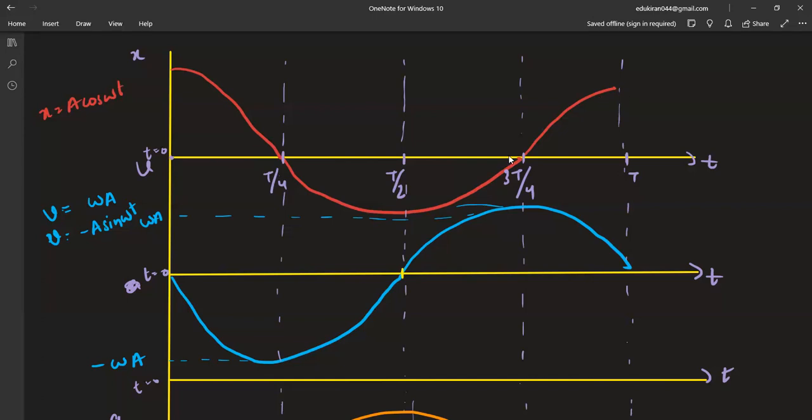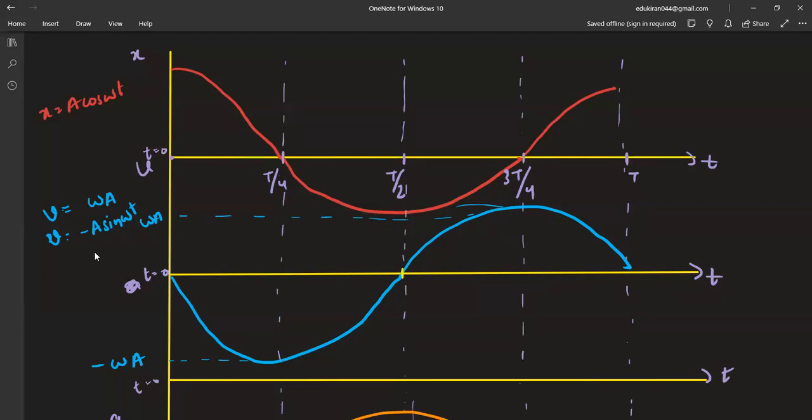Then from here, because it has reached back here, the next curve will start from here. Again, it will follow this path. Then again, the next curve will start from here. Like this, you have the cos curve. Sine curves always start from the baseline.